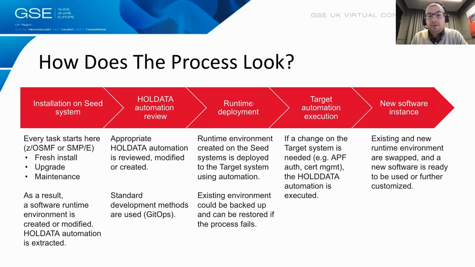And now we have on the target systems, or the production environment, basically everything that is needed. We have the automation, we have the runtime deployed, and that's everything we need. On the target systems, you would run the automation, right? So, for example, I have here APF authorization, certificate management, security definitions, and all these things can be automated. So you have the script ready. And when the time for the changes comes, you would just run the automation.